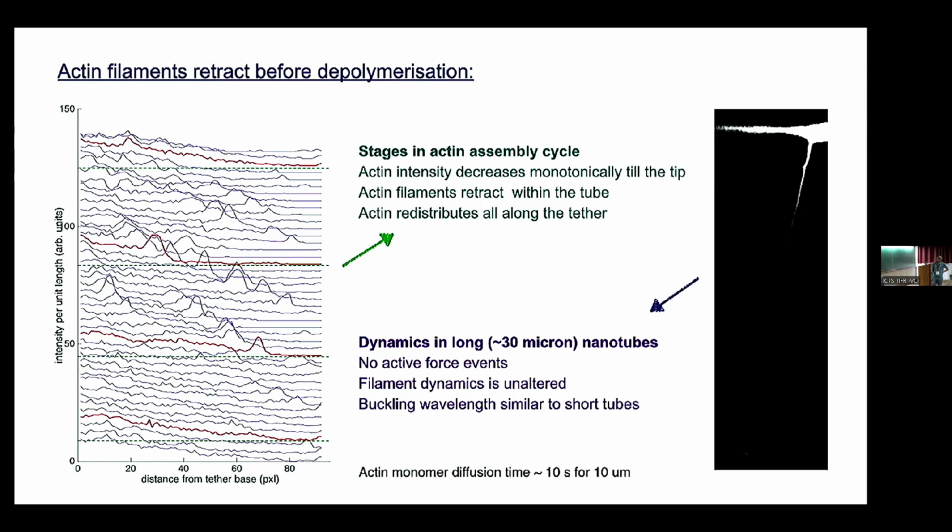So you can ask the question, what happens if I pull extremely long tubes? This is a case where you cannot see the tip of the needle, but the tip is somewhere here. So this is about a 30 micron long tube. And in this case also you see this actin growth and retraction cycle. So this growth and retraction process has nothing to do with the bead sitting at the tip of the tether. The bead just allows us to measure the force.